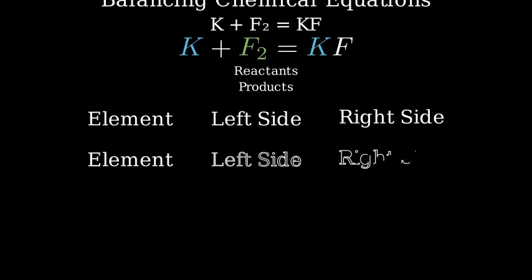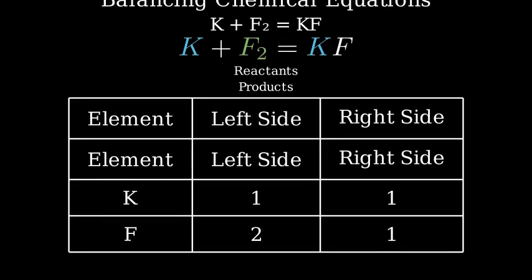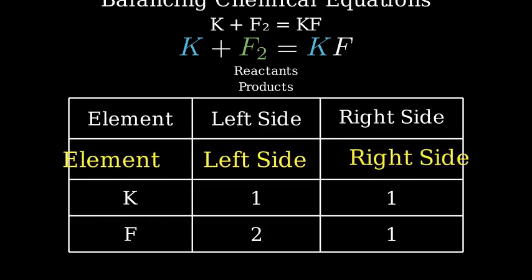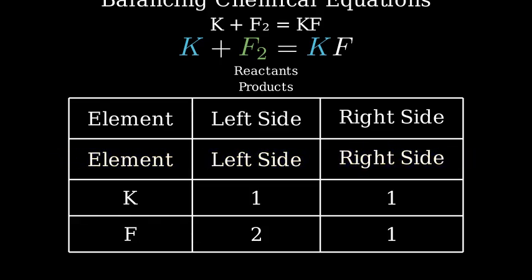To balance a chemical equation, we need to make sure we have the same number of each type of atom on both sides. Let's start by counting potassium atoms. We have one K atom on the left and one K atom on the right, so potassium is already balanced. Now let's count fluorine atoms.